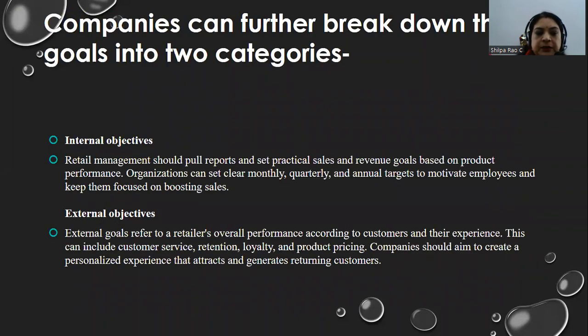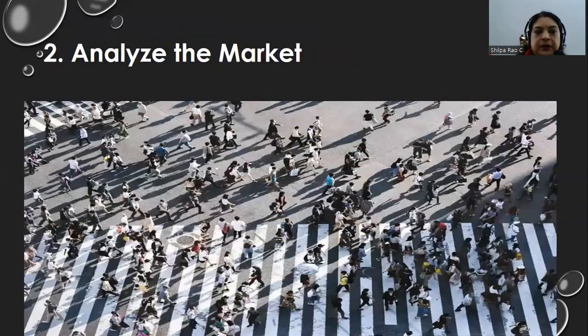So when we talk about set goals, we have internal objectives and external objectives. Here the retail management should pull reports and set practical sales and revenue goals based on product performance. Organizations can set clear monthly, quarterly and annual targets to motivate employees and keep them focused on boosting sales. External goals refer to the retailer's overall performance according to the customers and their experience. This can include customer service, retention, loyalty, and product pricing. The company should also aim to create a personalized experience to attract and generate returning customers.